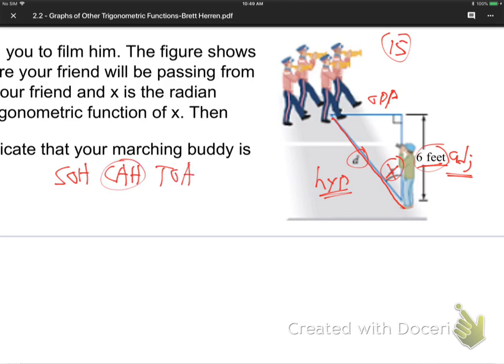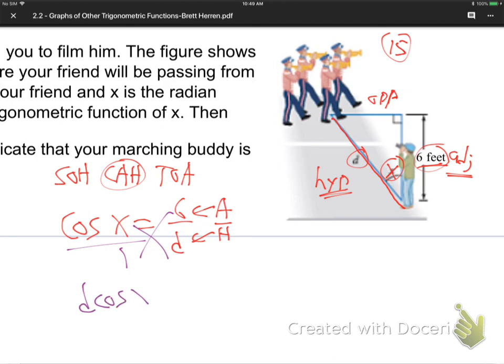SOHCAHTOA, cosine is adjacent over hypotenuse. So the cosine of the x angle is adjacent 6 over hypotenuse D. Adjacent over hypotenuse. That good so far? And I need to solve for D, because they want D alone. Put this over 1, cross multiply like we just did for the ambulance one a minute ago. That'd be D cosine x is 1 times 6. Good so far? Just cross multiplied there.